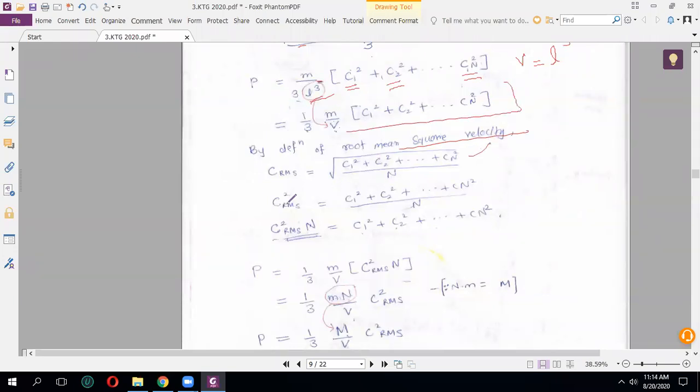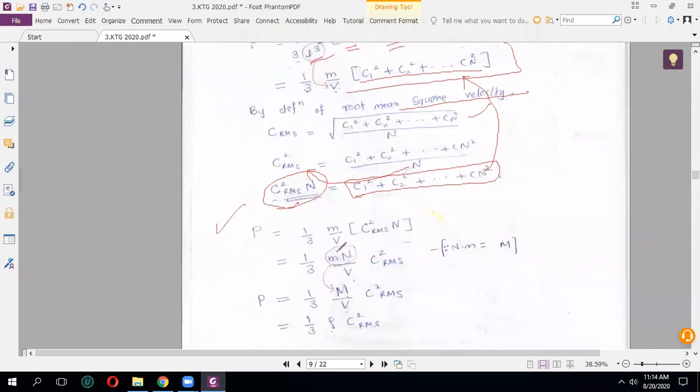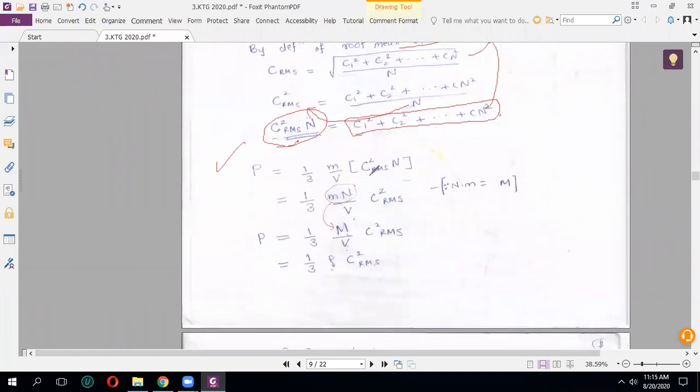Now take this square root to the left hand side. So what are we getting? Square of Crms is equal to C1 square plus C2 square and so on, upon n. Take this n to the left hand side. So what are we getting? C1 square plus C2 square plus dot Cn square is nothing but n C square rms. Now see here, this value is the same. So can we replace this by this value? So what will we do? In place of C1 square, C2 square plus dot Cn square, we are replacing by this value, n C square rms. So I am putting this here. So what I am getting here, P is equal to 1 upon 3 M upon V, C square rms n.